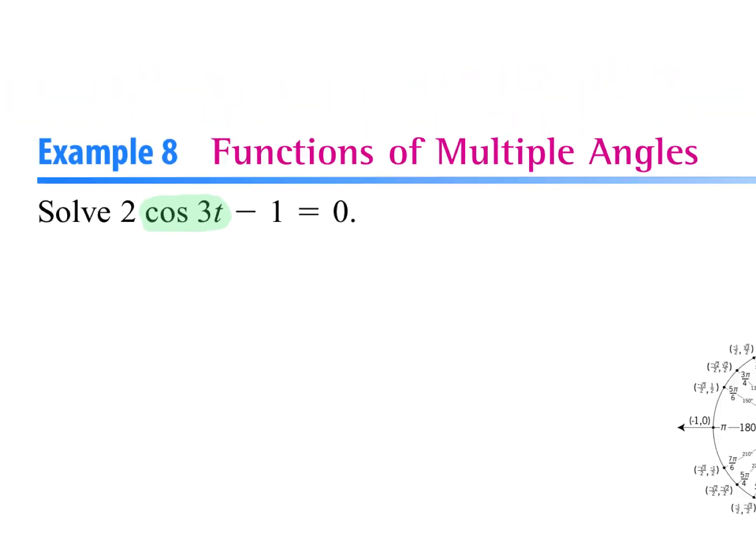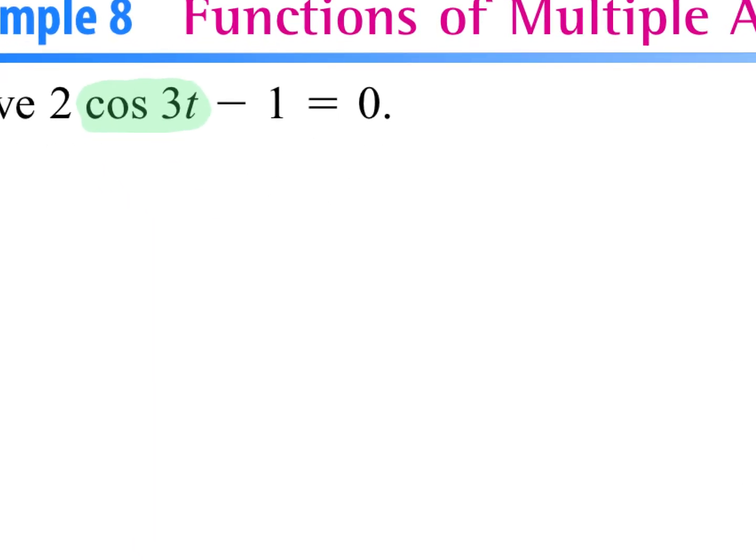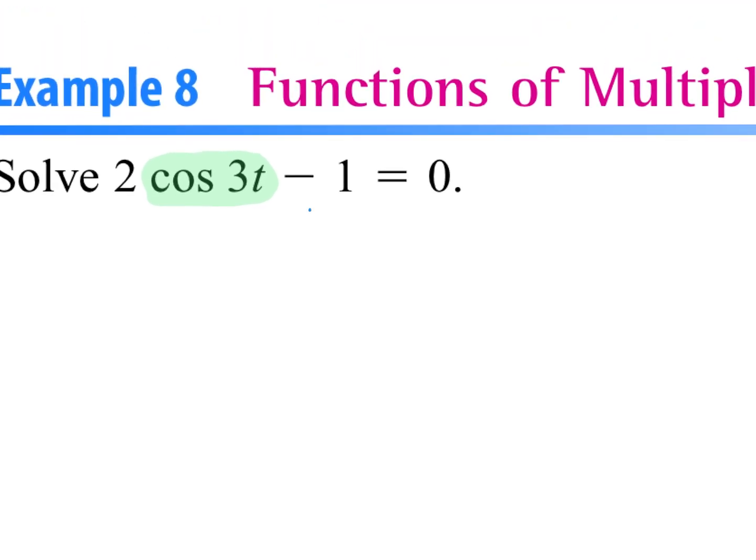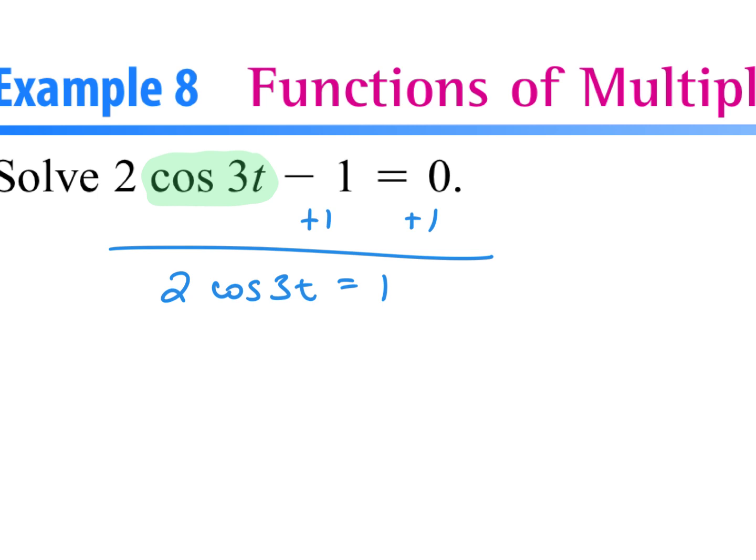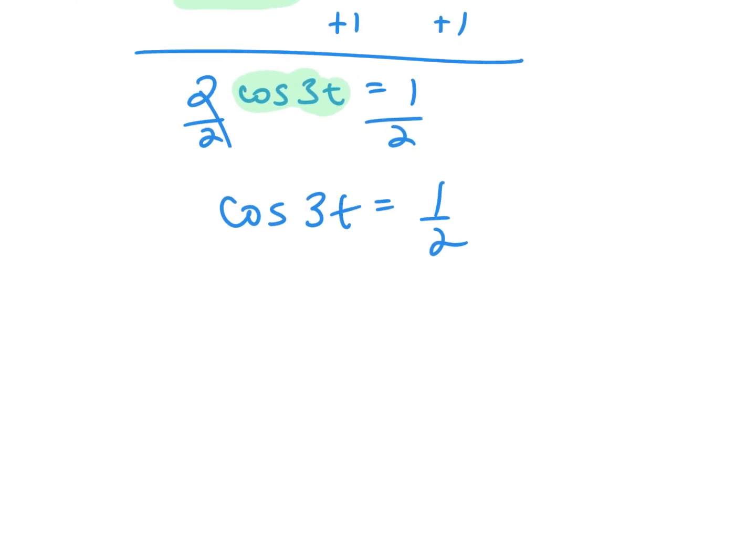This is called a multiple angles problem. This involves one extra step. Let's work it out. How would I get what I have highlighted all by itself? I want to add 1. So I have 2 cosine 3t equals 1. I want to get this all by itself. Divide by 2. Okay, I can't divide by 3 because that 3 is stuck in between the cosine and the angle. So here's where this is a little different.